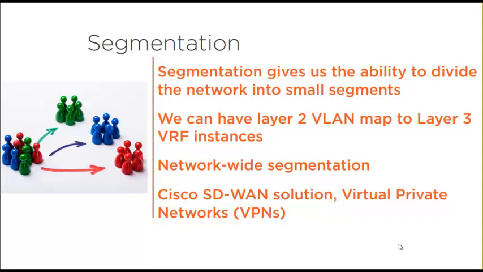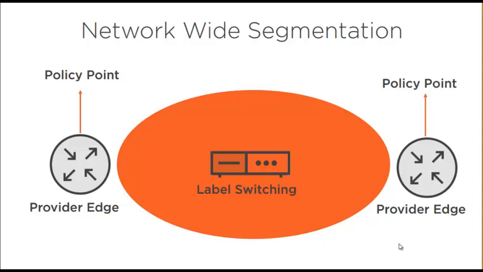So what we do is we define the segmentation policy only on the edge routers. We call it the provider edge router. See, I'm not into SD-WAN yet. I'm trying to refresh the MPLS, which is going to be mapped to SD-WAN. So we are trying to recall what we know about MPLS layer 3 VPN.